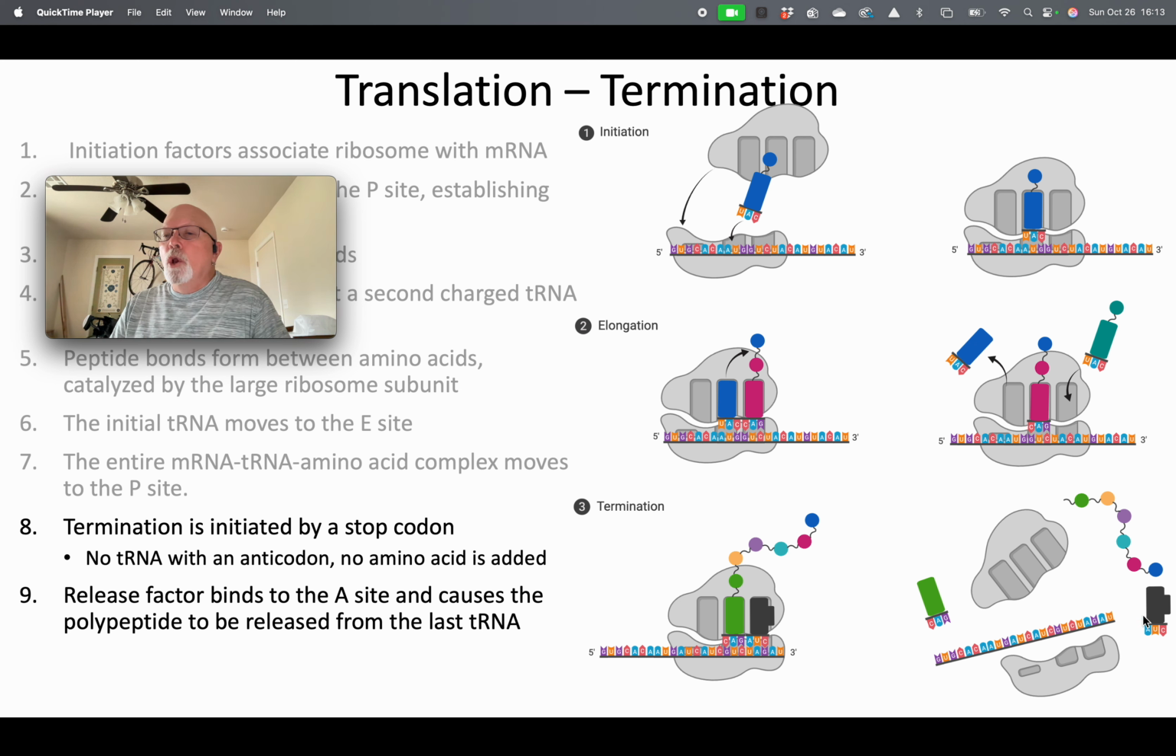stop codons correspond to transfer RNA molecules that lack an amino acid. So there's nothing to bind this green molecule to, and so that terminates the process of protein synthesis.